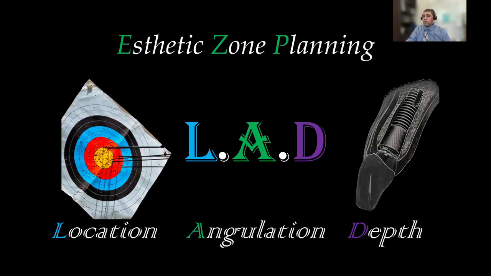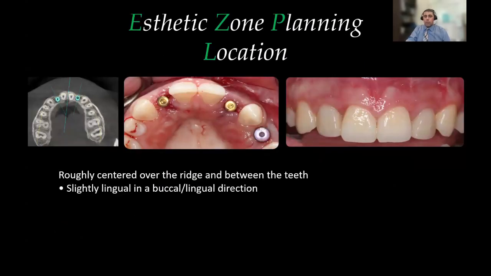Something that's very, very important for aesthetic zone planning is you have to consider the location of the implant, the angulation of the implant, and the depth of the implant placement. You would like your implant to be roughly centered and coming out of the palatal side so it allows you a screw retained restoration without affecting the aesthetic of the patient.